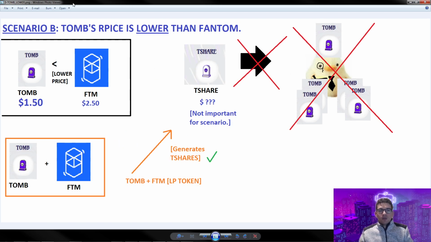All right, so natural question. What happens when the TOMB goes below the Fantom price? So for example, let's say it's $1.50 as opposed to $2.50. Now, disclaimer, keep in mind that things can change. Like even on the most recent announcement, they say like the peg is no longer going to be maybe Fantom, it's going to be like $2, whatever the case may be, but this is just to simplify it, okay?